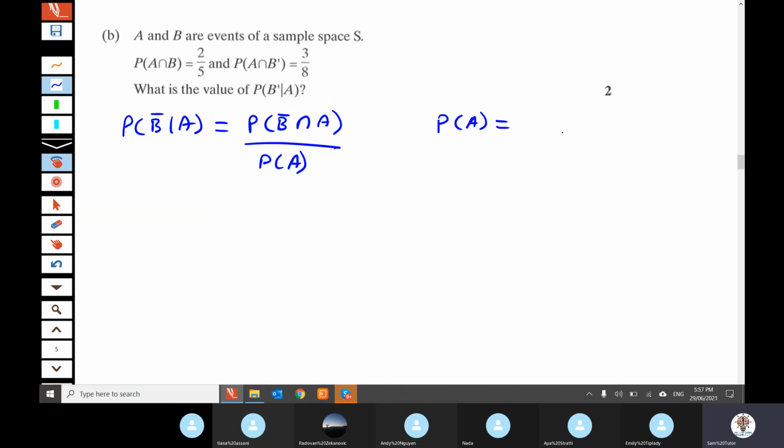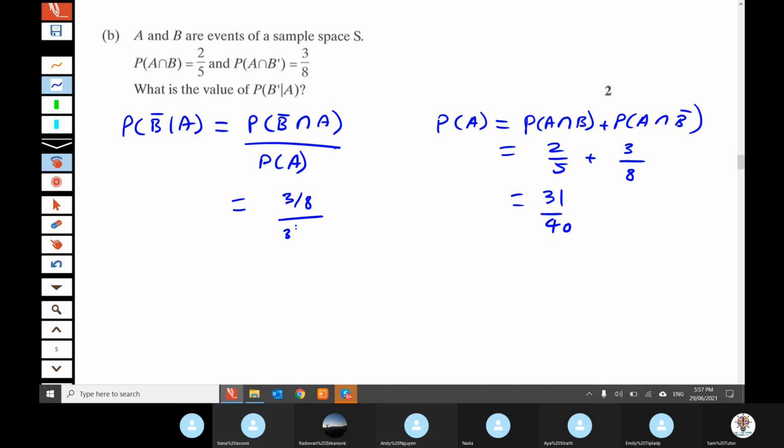But we know probability of A equals probability of A and B plus probability of A and not B. Good job. So that's quite simply 2/5 plus 3/8, which is 31 out of 40. And I think we are done with this one. Boom. And then whatever that gives you.